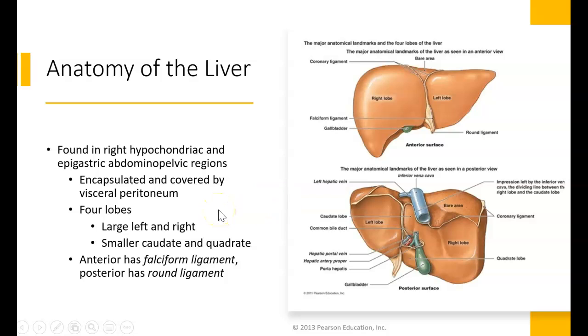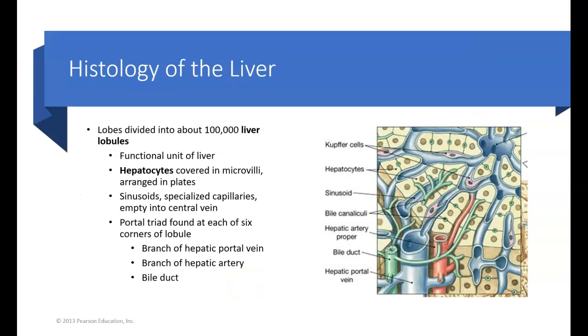It's covered by visceral peritoneum. I just talked about the 4 lobes. There are ligaments, these are folds in the peritoneum, that are going to connect the liver to the abdominal wall and to the diaphragm. These ligaments are called the falciform ligament, the coronary ligament, 2 lateral ligaments, and the ligamentum teres hepatis.